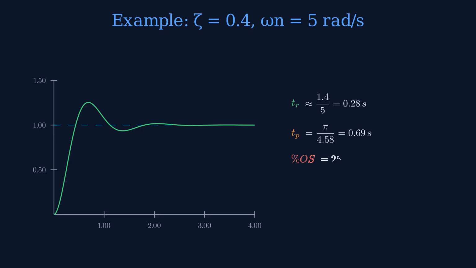Overshoot. Using the formula, we get approximately 25.4%. Settling time, 4 divided by zeta times omega n, which gives 2 seconds. These numbers tell us fast response, moderate overshoot, settles in 2 seconds.